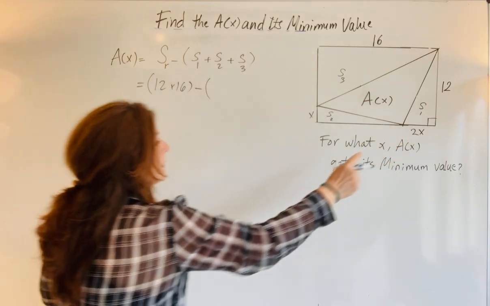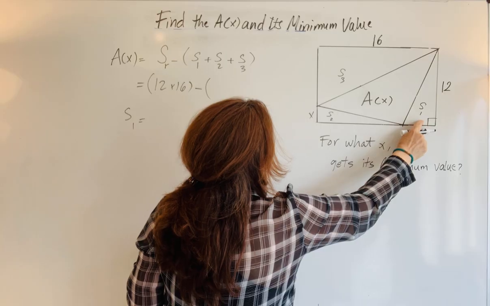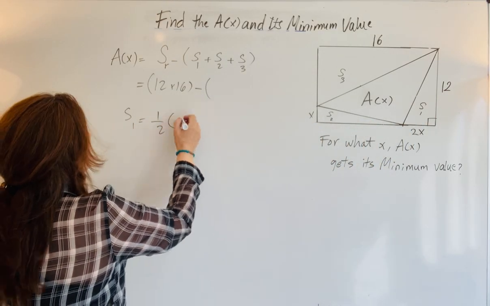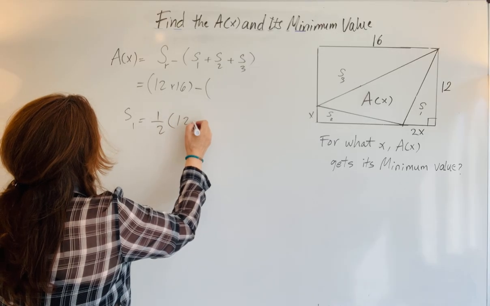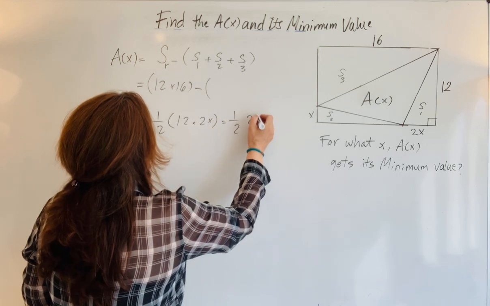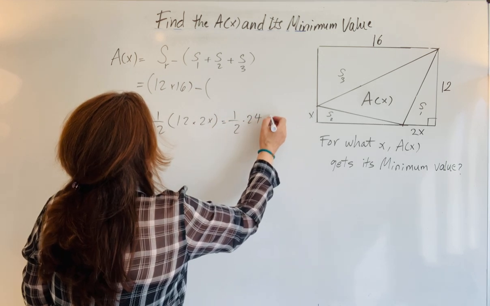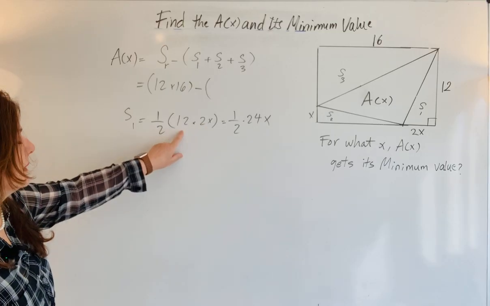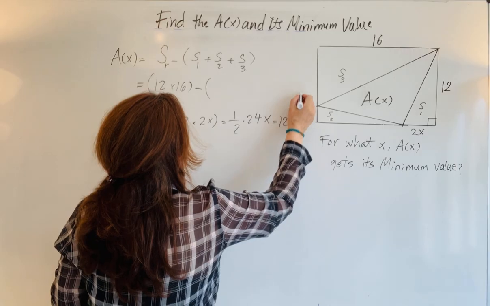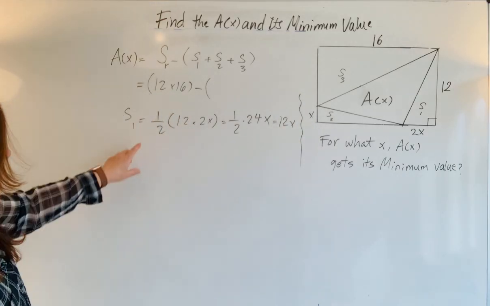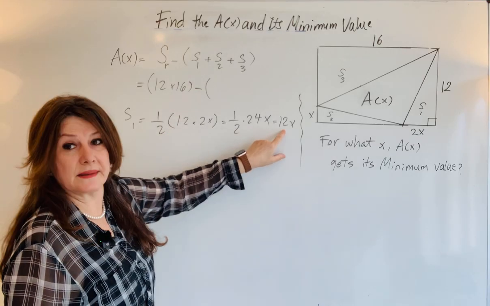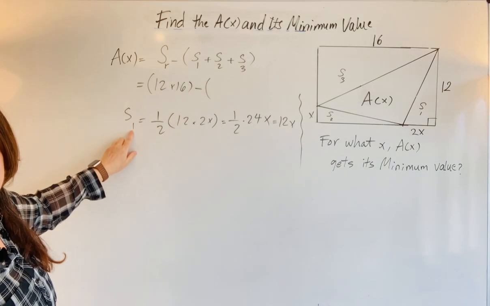Okay, what is S1? S1 is the area of this triangle. As I told you, this is 1/2 of 12 times 2x. Yes? This is 1/2 of 24x. Right? We can simplify and it gets 12x. 12 times 2x is 24x, and half is 12x. 12x is S1.